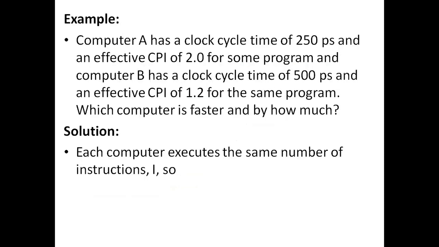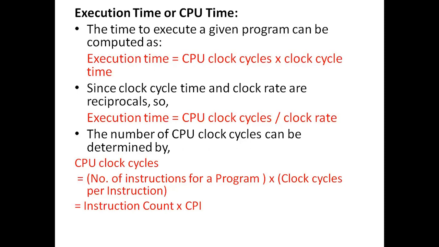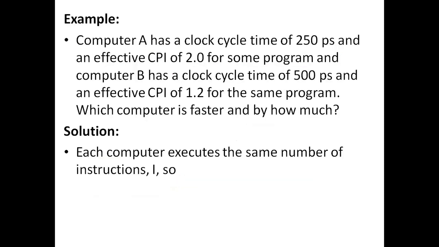So let us discuss an example. We take two computers A and B. Computer A runs a program in 10 seconds. Here it is not mentioned how many lines are in the program. Computer B runs the same program in 20 seconds. We need to find out how much faster A is than B.